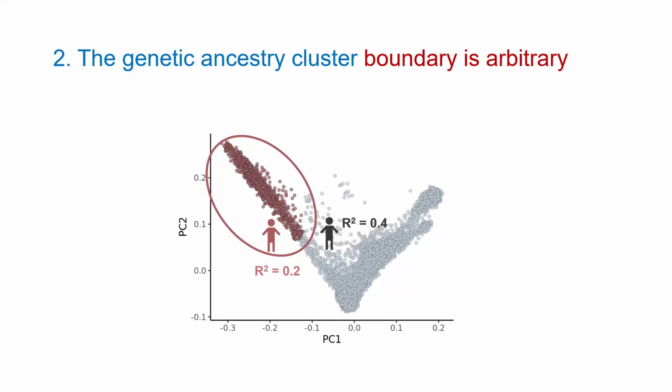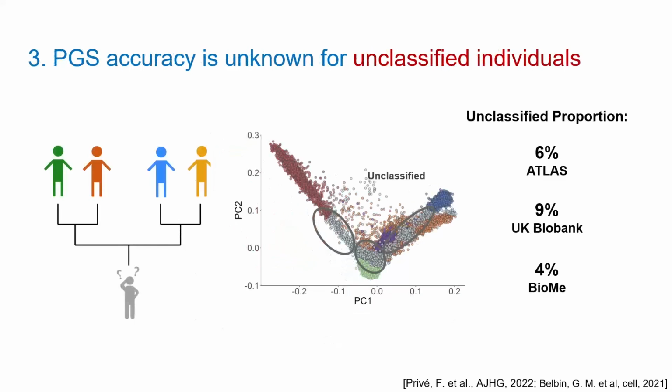So you might have an individual with an accuracy in R squared of 0.2 versus 0.4, because you assign them to different clusters, and that seems very unusual and problematic, given that these individuals are very similar in terms of their genetic ancestries. And finally, there's a lot of individuals that are left unclassified by all these clustering techniques. That was a question that some of you asked me over lunch.